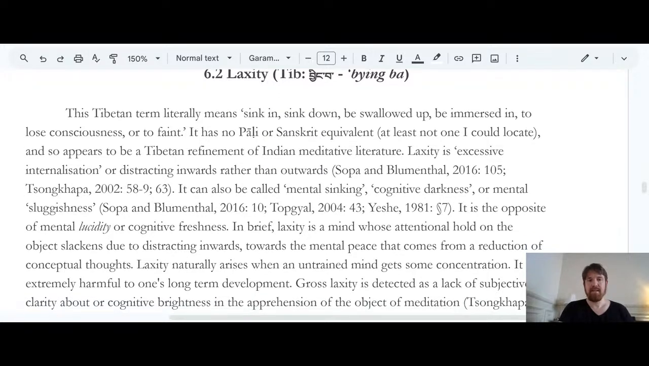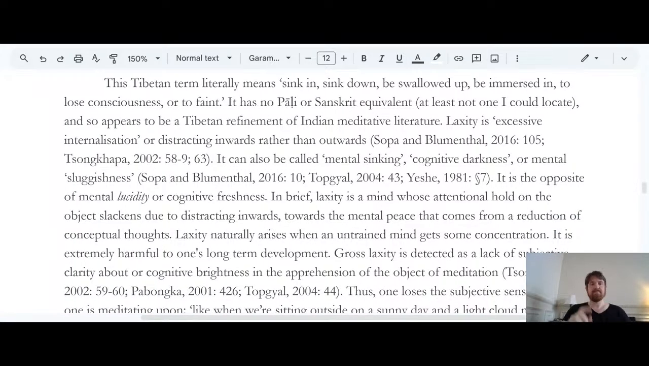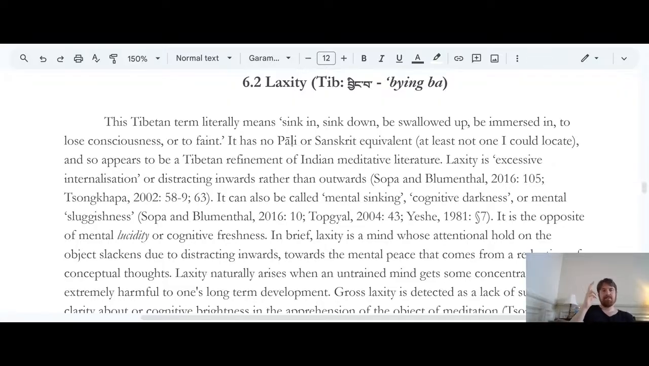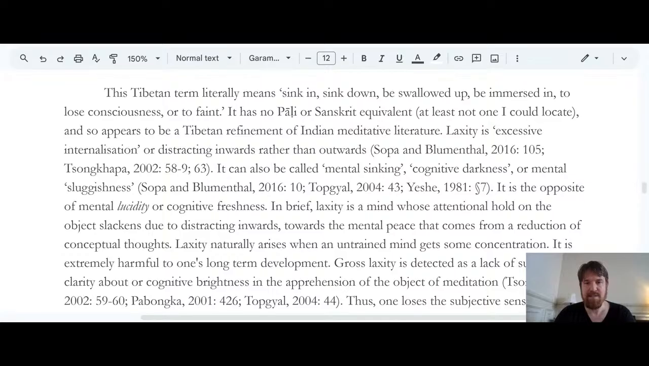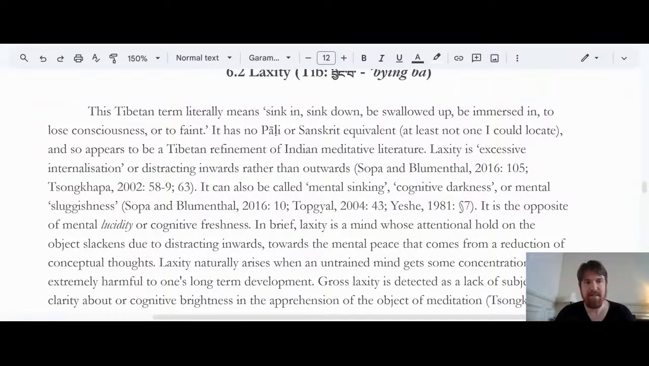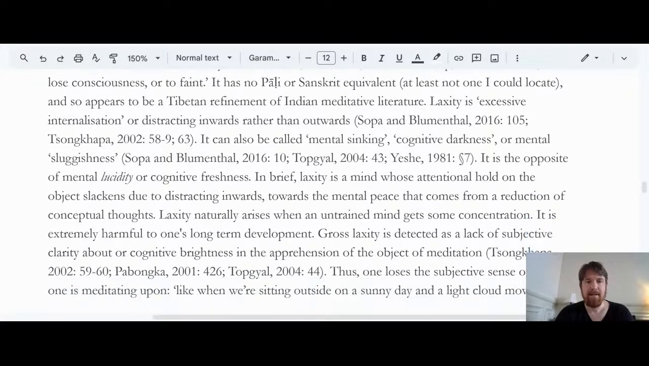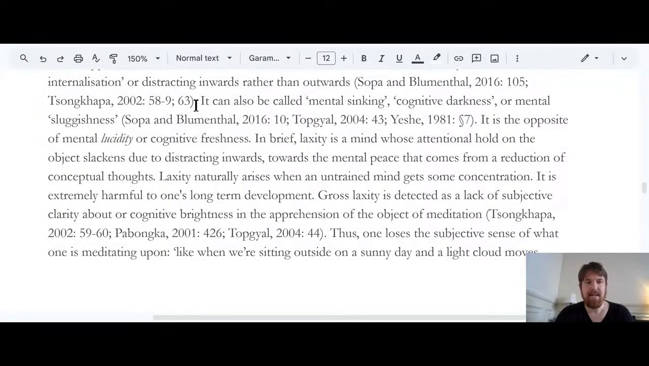I'm only going to cover laxity briefly because that's not the main problem we're going to have in meditation. So, laxity is the second problem you have in meditation. It literally means to sink in, to sink down, to be swallowed up, to be immersed in, to lose consciousness. So, this term basically has to do with your mind getting more dull. It has to do with your mind becoming cognitively dark. Your mind is not fresh.